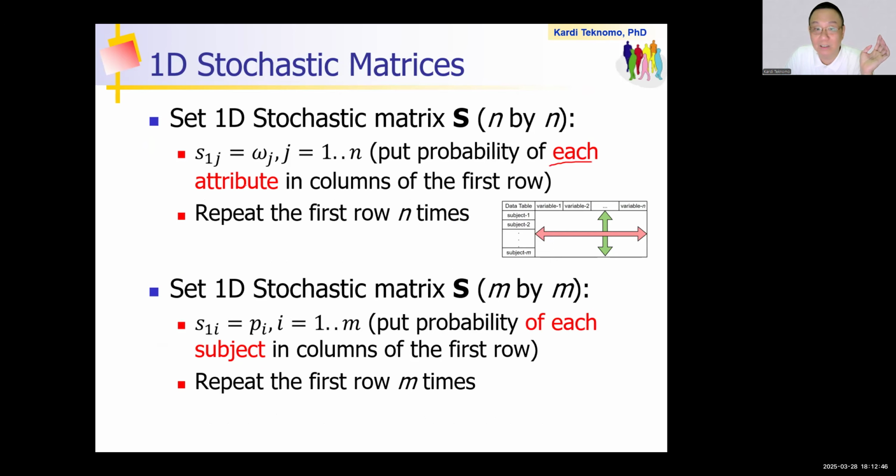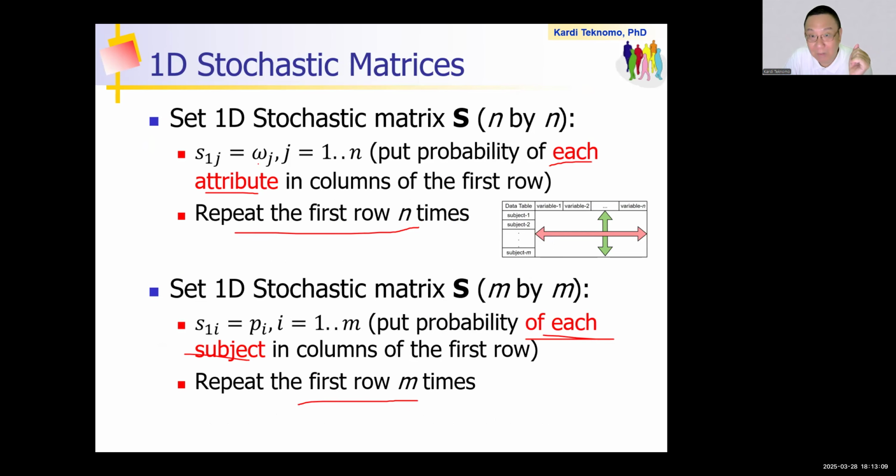One is for each attribute. The other one is for each subject. So how do we put a probability, which is one dimension, into a stochastic matrix? Easy. All you need to do is just repeat the first row n times. And here you repeat the first row m times.